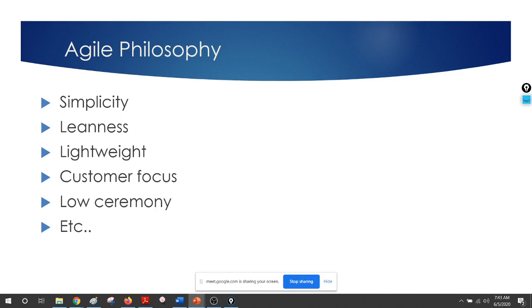So that is agile philosophy. It says don't go for ceremonies, work on your product, spend your time on productive things, right? So that is called agile philosophy. So that is how modern software developers work.